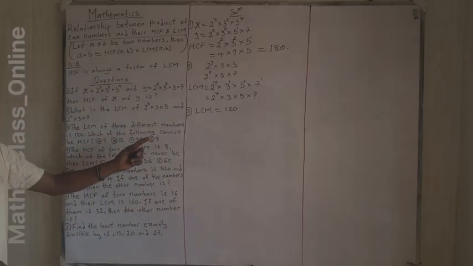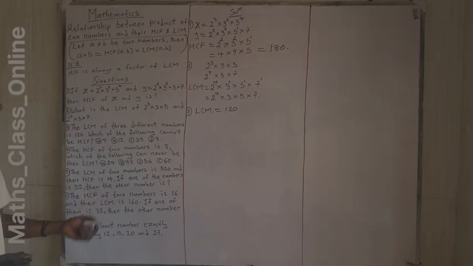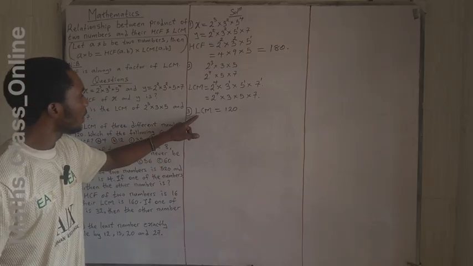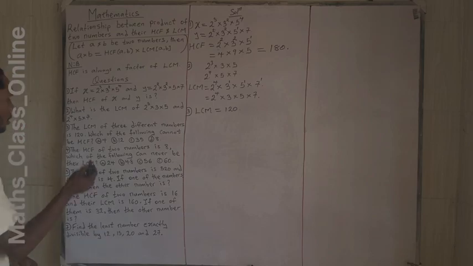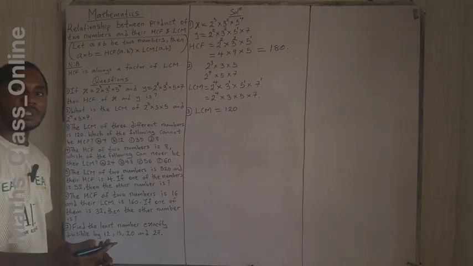Which of the following cannot be the highest common factor? We are only given the least common multiple of 3 numbers to be 120, and we have to pick one out of these 4 numbers that is not a possible highest common factor of the 3 numbers.